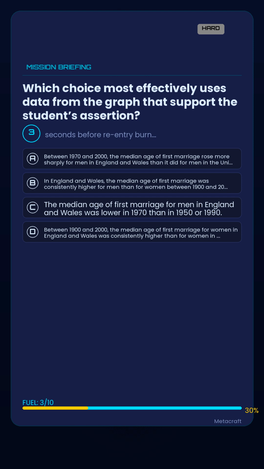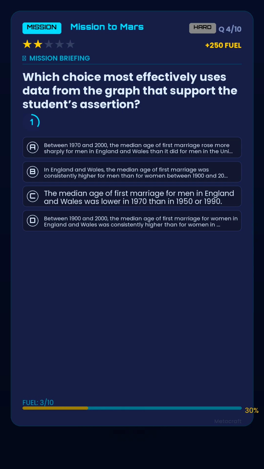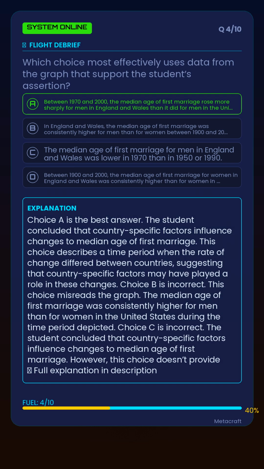Option C. The median age of first marriage for men in England and Wales was lower in 1970 than in 1950 or 1990. Option D. Between 1900 and 2000, the median age of first marriage for women in England and Wales was consistently higher than for women in the United States, as was the case for men. The correct answer is A.